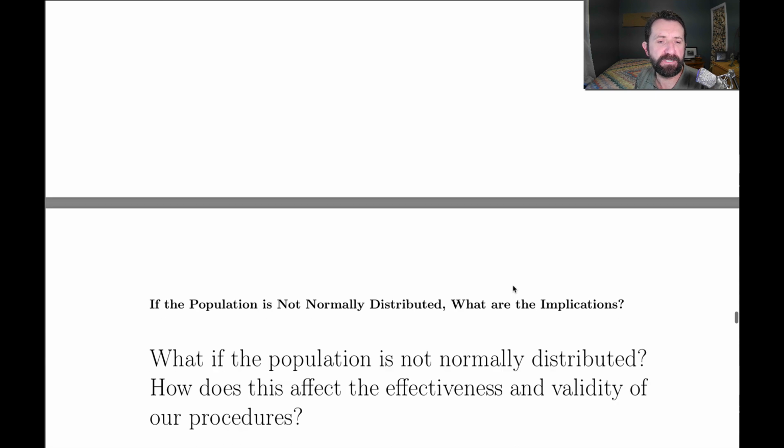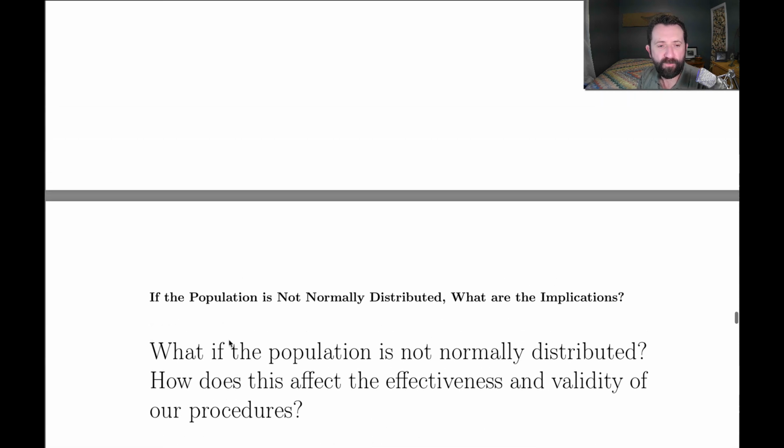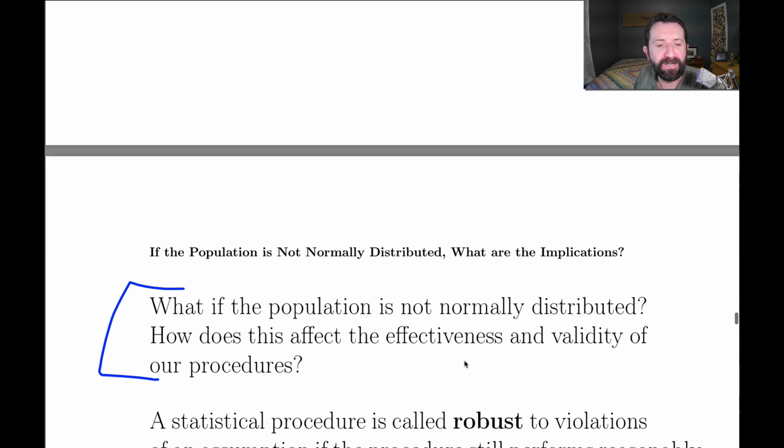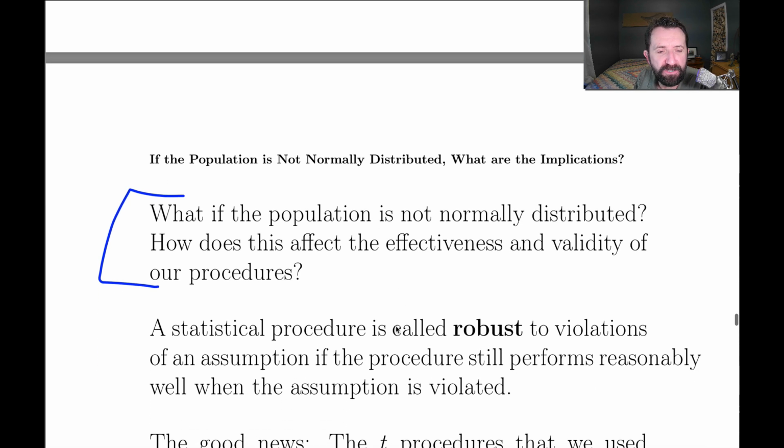So let's give some ideas along these lines. If the population's not normally distributed, what happens? What are you talking about? That's an assumption, we just assumed it. It's not true. So what? Well, that's what we're going to look at. What happens if our population's not normally distributed?